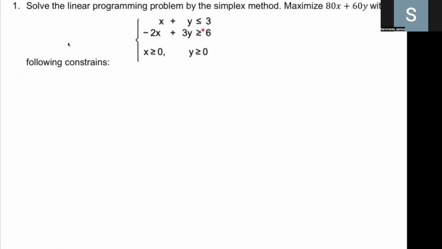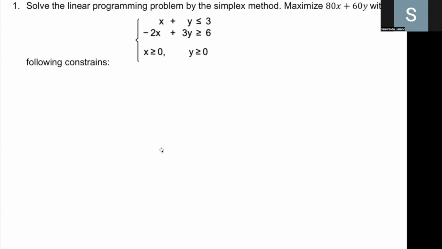Okay, let's solve this linear programming problem using the simplex method, and we want to maximize this objective function with these constraints over here. Now, first thing you want to note is that this is not in standard form. The problem we have over here is that this inequality is greater than or equal to 6, but I want everything to be less than or equal to some number. So I want less than or equal to, but we have greater than or equal to. So first thing we want to do is fix that.